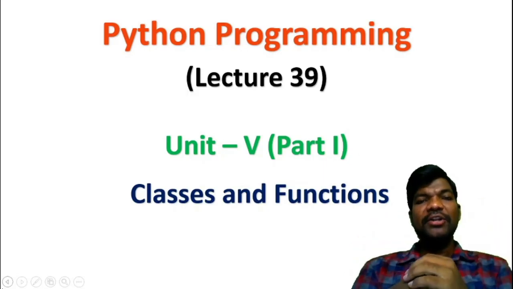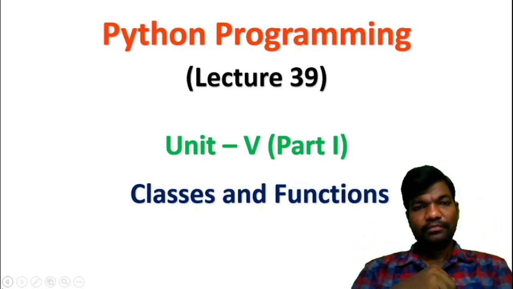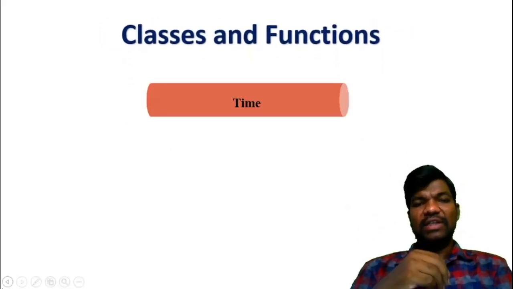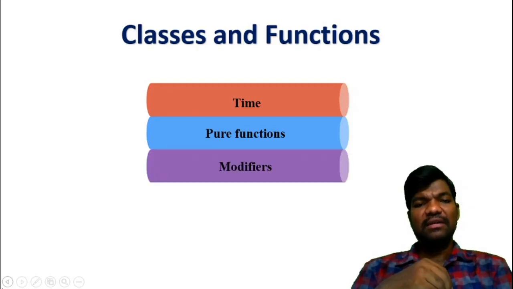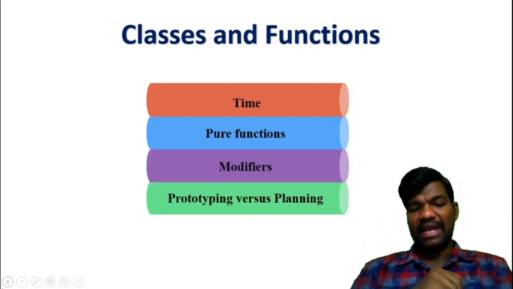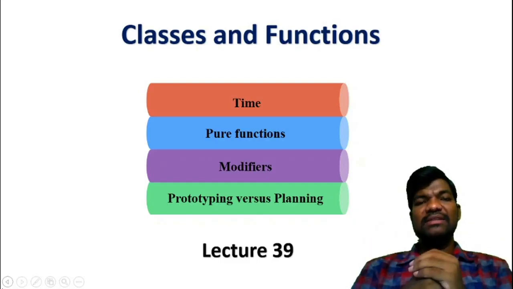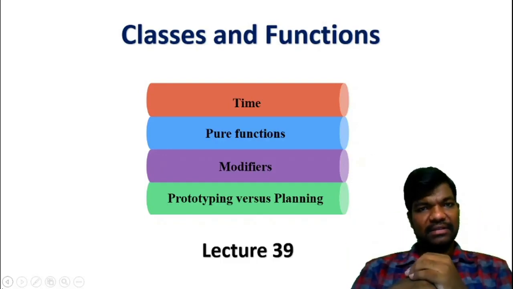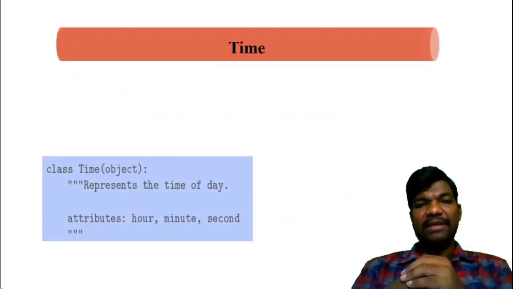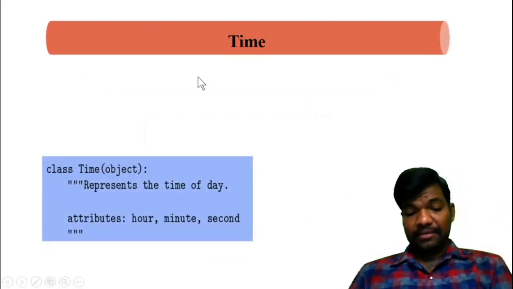Today we are entering into unit 5 part 1, classes and functions. Let's check the syllabus: time, pure functions, modifiers, and finally prototyping versus planning. So all 4 topics will be completed in this lecture. Let's get into the lecture. First one, time. Consider one example here.